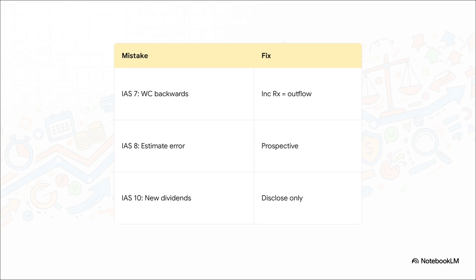Second, the IAS 8 trap. Treating a change in an accounting estimate like it's an error. The fix here? Just remember that changing an estimate, like a machine's useful life, is prospective. Do not restate opening balances.